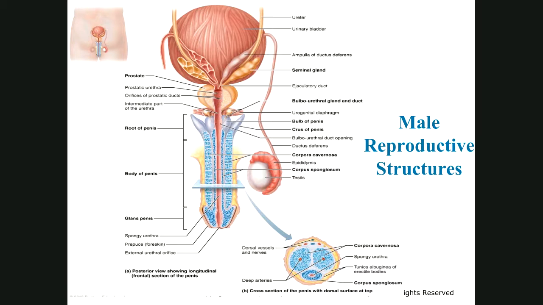So after that, we have those little pea-sized glands inferior to the prostate. This is the bulbourethral gland. They produce thick, clear mucus during sexual arousal. And their job is to lubricate the glans penis and neutralize traces of acidic urine in the urethra.